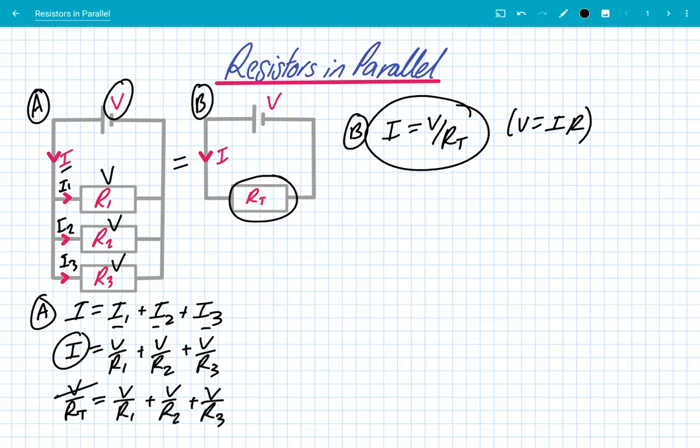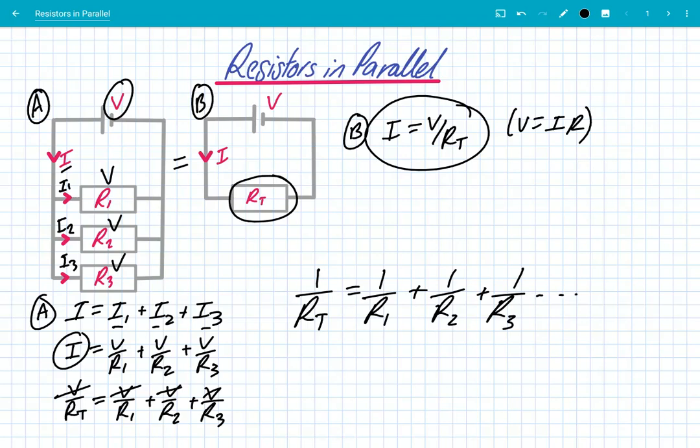And we can simply divide through by V, and all of these V's disappear. And that gives us our total resistance. We end up with 1 over RT is equal to 1 over R1 plus 1 over R2 plus 1 over R3. And we could do this for any number of resistors in parallel.